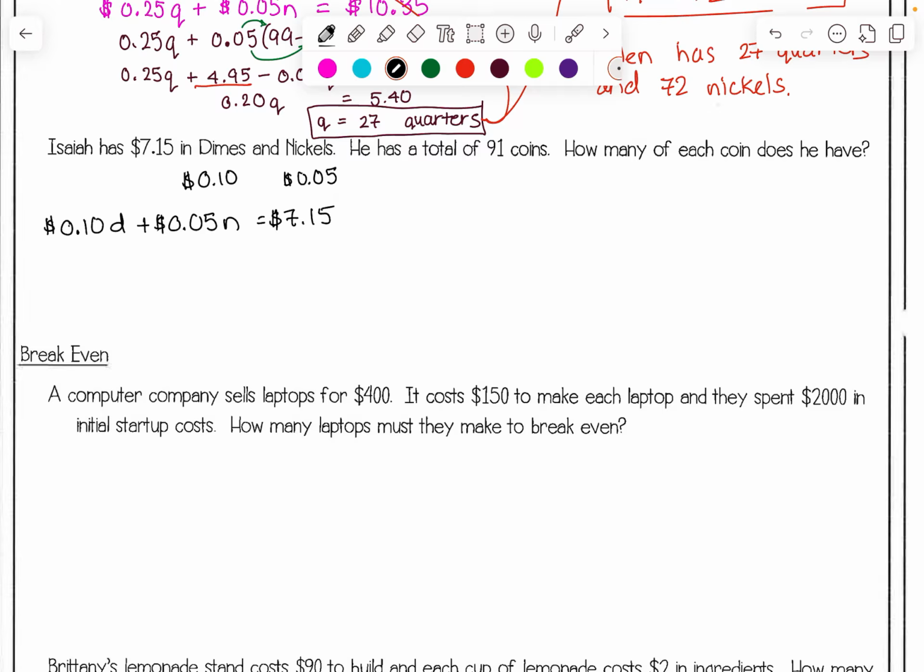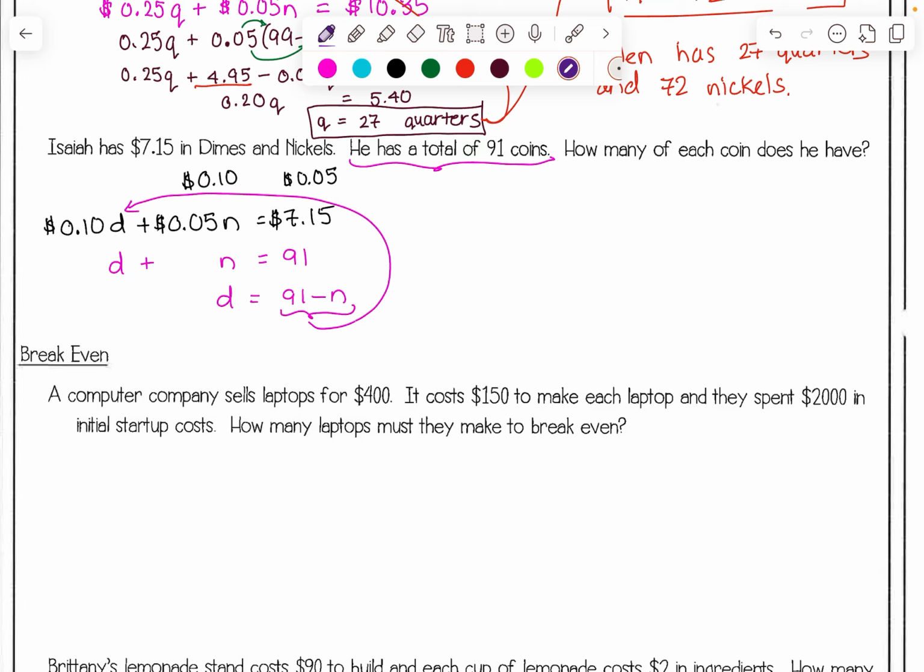Now the second equation is going to represent the number of coins he has. He has 91 coins. That means dimes plus nickels equals 91. Once again, just like the other problem above, we're going to use the same formula. I'm going to solve for, let's go ahead and do dimes. So this time D is equal to 91 minus N.